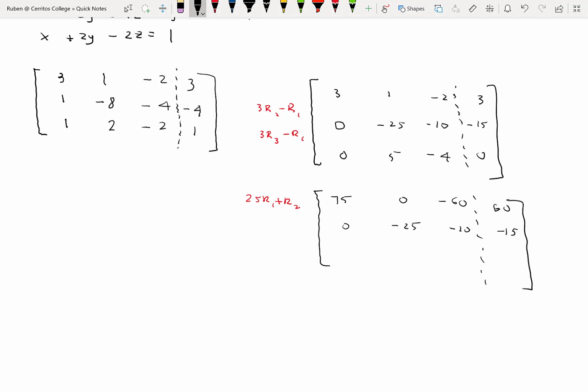I want to get that entry below negative 25, that 5, I need it to be 0. So I'm going to take 5 row 3s, and I'm going to add 1 row 2. 5 times 5 is 25, minus 25 is 0, and the result is I'm going to get 0. I'm going to get the 0 that I wanted, that was the whole idea, negative 30, and negative 15.